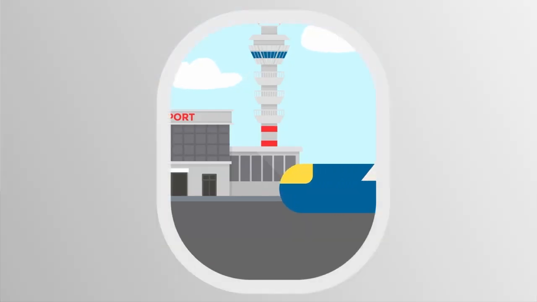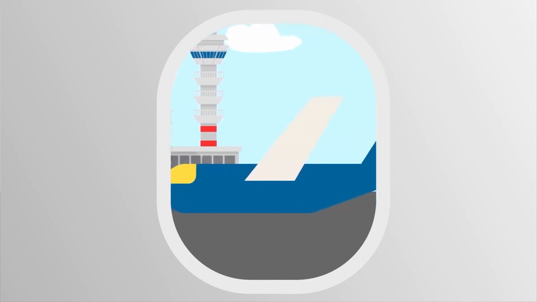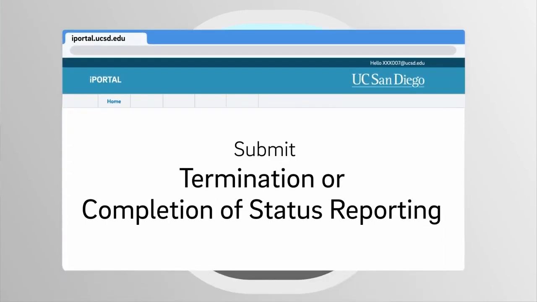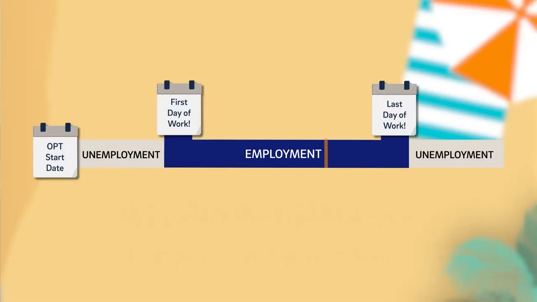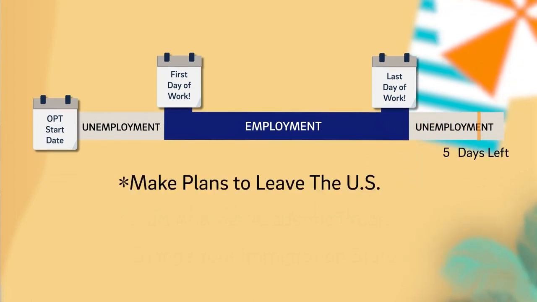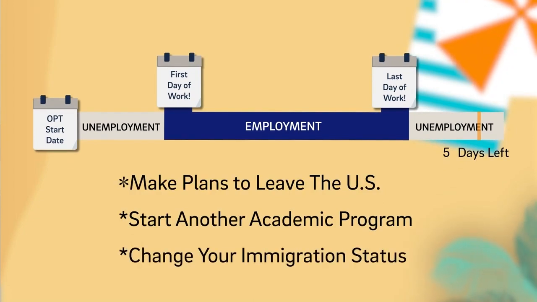If you depart the U.S. with no intention to return to use your OPT, or you change immigration status before the end date on your EAD card, you need to inform ISPO by submitting a termination or completion of status reporting form in iPortal. This is something to think about if you are approaching your 90 days of unemployment. Before you reach 90 days of unemployment, you should make plans to leave the U.S., start another academic program, or change your immigration status if possible.